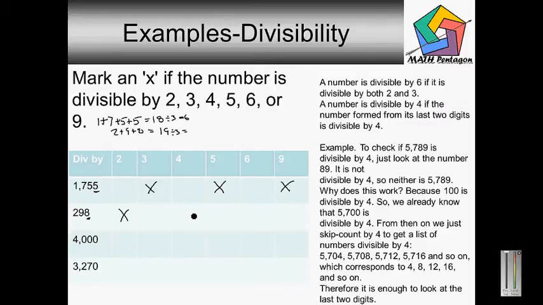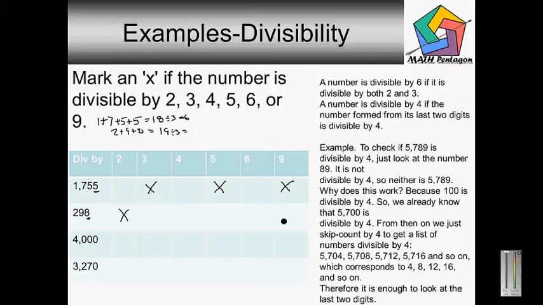For 4, divisible by 4, look at the last two digits. Is it divisible by 4? No, it's not. 98 is not divisible by 4, so no. We go for the divisible rule for 5. Does it end in 0 or 5? No. The divisible rule for 6: does it have 2 and 3? It has a 2 but doesn't have a 3, so no.